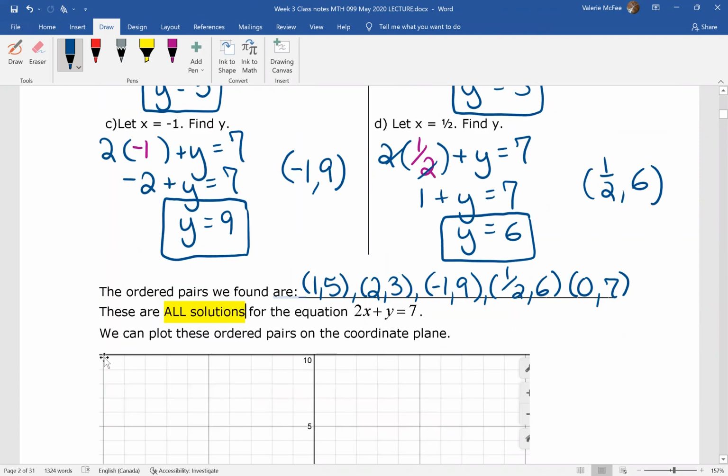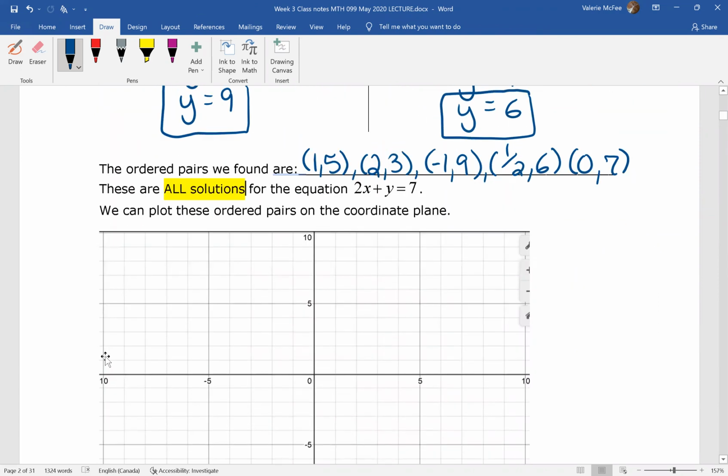Now we can plot those on the coordinate plane. So we have (1, 5), (2, 3), (-1, 9), (1/2, 6), and (0, 7). There's all of our ordered pairs on this coordinate plane. I should say to you that you should always label the x-axis and the y-axis. That's important when you're graphing.